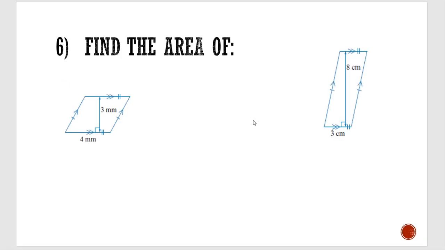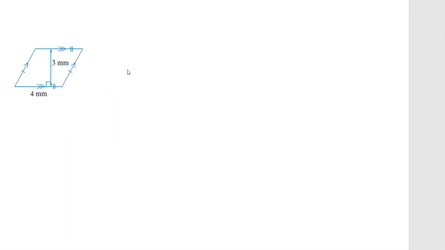Okay, for our next one, it says to find the area of the following. So have a go first, and you should be able to identify what shapes these are. Okay, so for our first one, we've got a shape that has opposite sides that are equal, and we can also see these arrows telling us that they're parallel. So if both sides are parallel and it looks like a squished rectangle, it's a parallelogram.